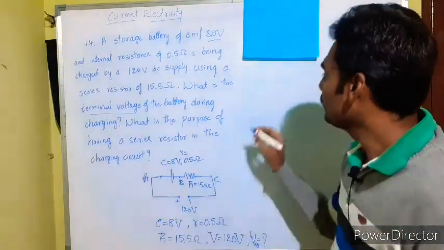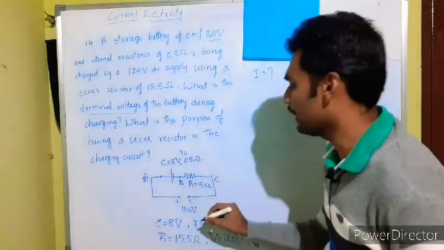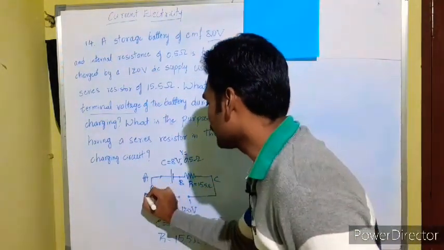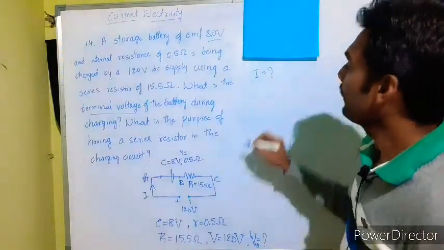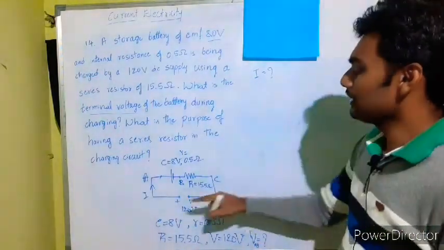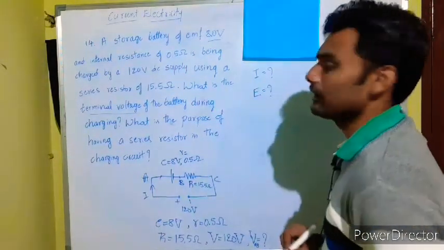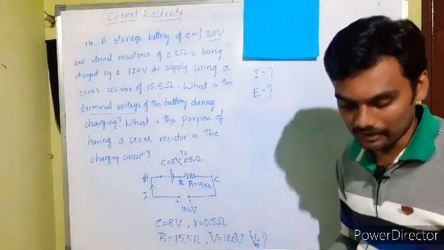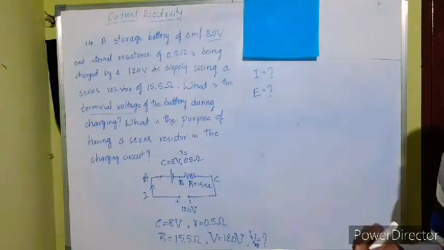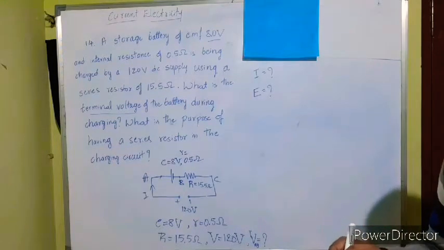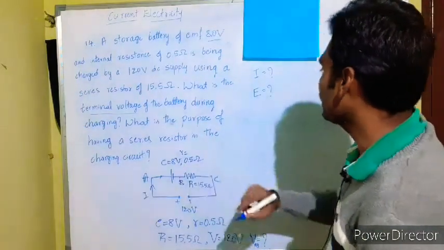So first we should get the current in the circuit. We should aim to get the current in the circuit. Now, in order to get the current in the circuit, we should first have the effective EMF of the circuit, which is capital E. Now, what is the relation between the effective EMF of the circuit, capital E, and the EMF of the battery getting charged?